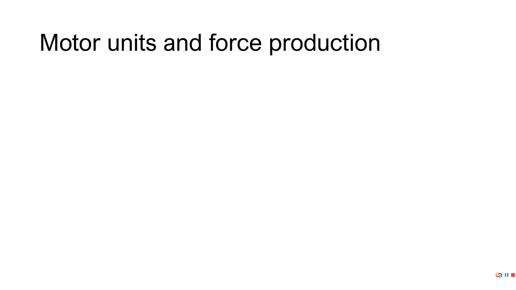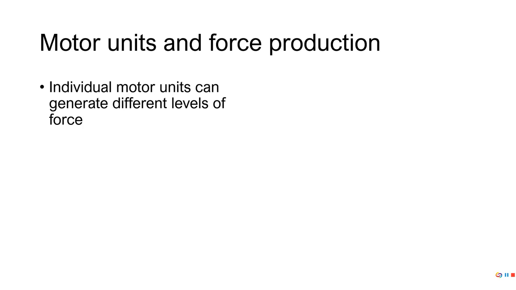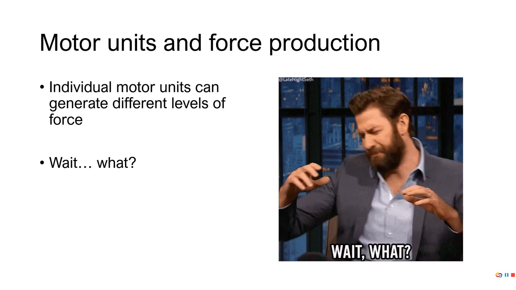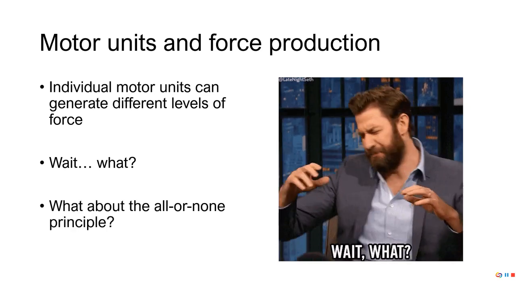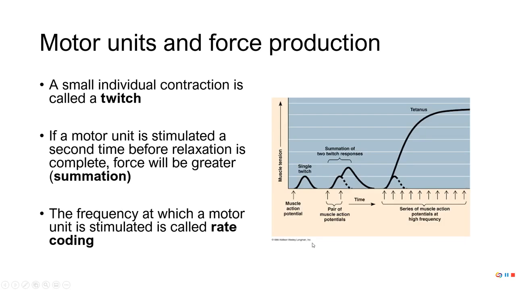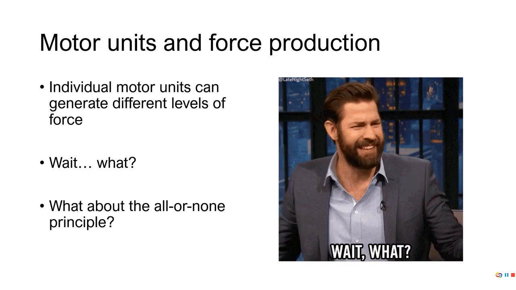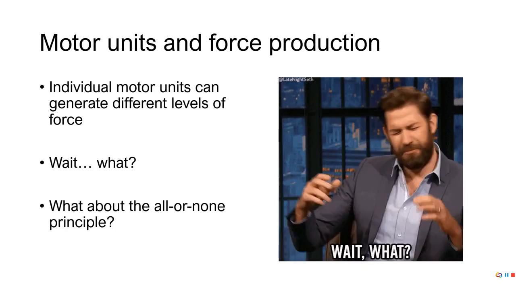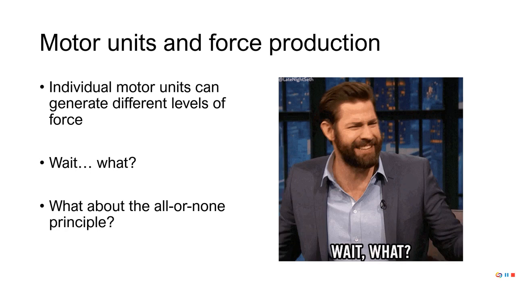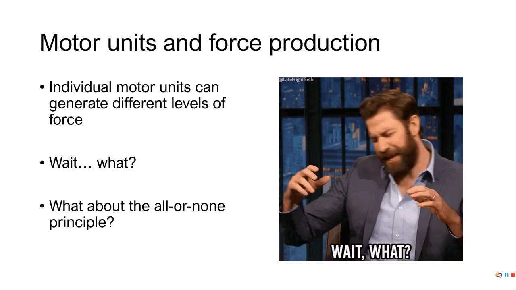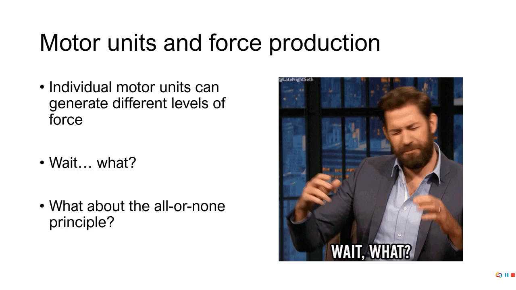All right, so remember, individual motor units generate force, and they generate it maximally. The thing is, individual motor units can generate different levels of force. What? Okay, you've got the all or none principle, right? The all or none principle says that when a motor unit fires, it fires maximally. That's absolutely true, but we probably ought to add a little bit more to it. What we should say is that when a motor unit fires, it fires maximally for the condition that it is in. We can change this a variety of ways, and one of those is by frequency.